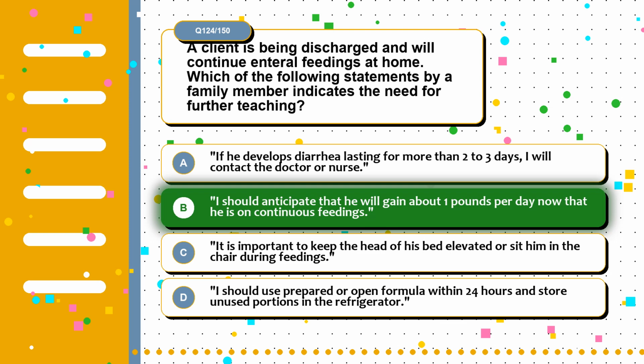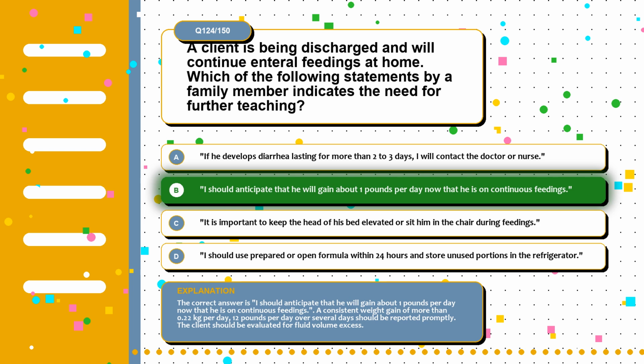The correct answer is option B. I should anticipate that he will gain about 1 pound per day now that he is on continuous feedings. A consistent weight gain of more than 0.22 kg per day, 1/2 pound per day over several days should be reported promptly. The client should be evaluated for fluid volume excess.